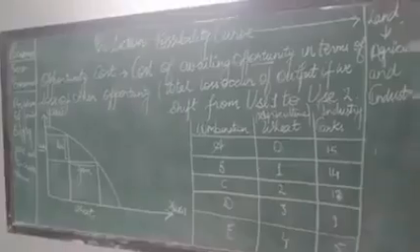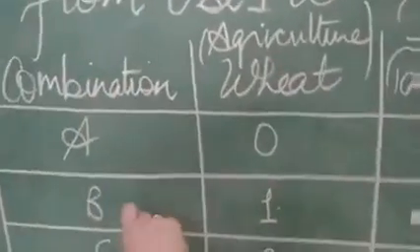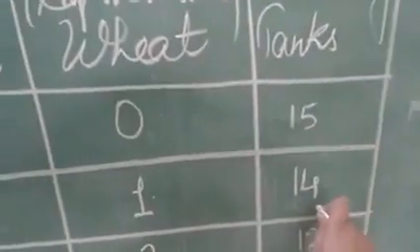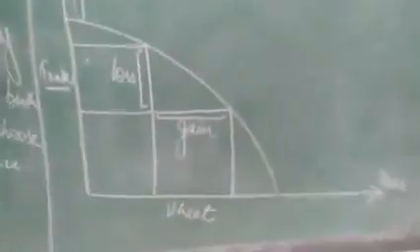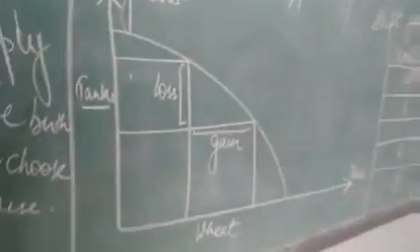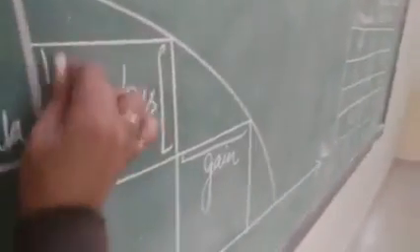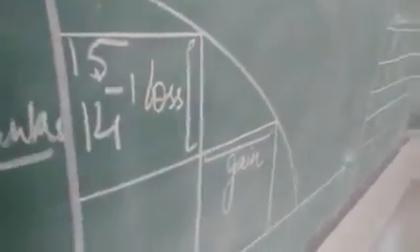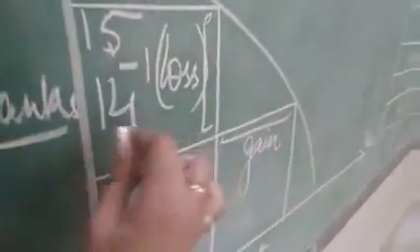Dear scholars, as I have left you with situation number 1, where we have moved from point A to B and we have increased the production of wheat and we have reduced the production of tanks. So let's now check it out. What will it demonstrate on the graph? So look, we are losing 15 to 14. So minus 1. So 1 minus will be our loss.